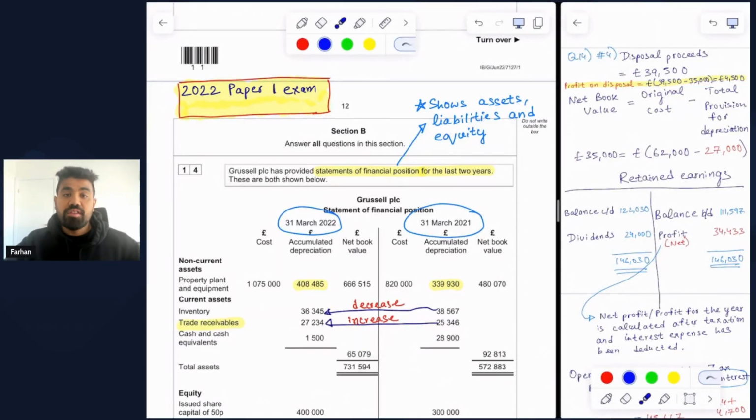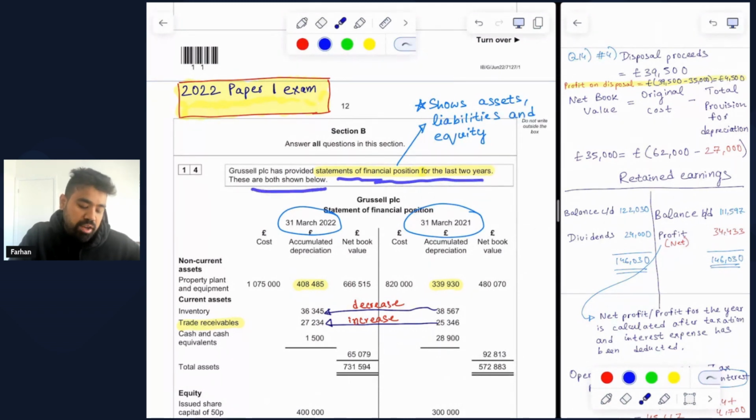My name is Farhan, and in this video, you will learn to prepare the statement of cash flows. This question has been taken from 2022 Paper 1 exam. Grussel PLC has provided statements of financial position for the last 2 years. These are both shown below.